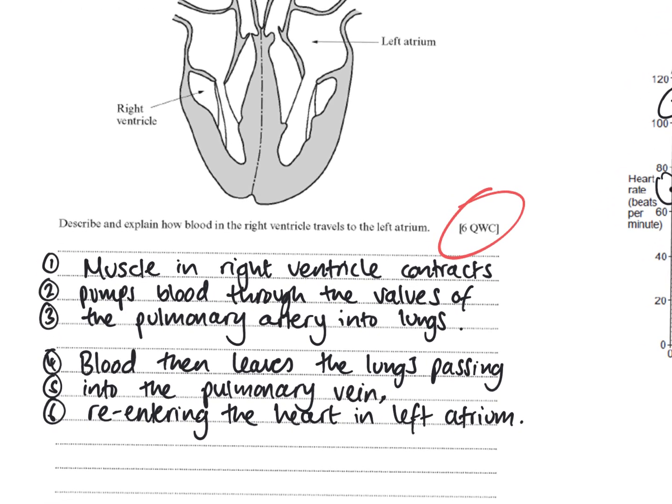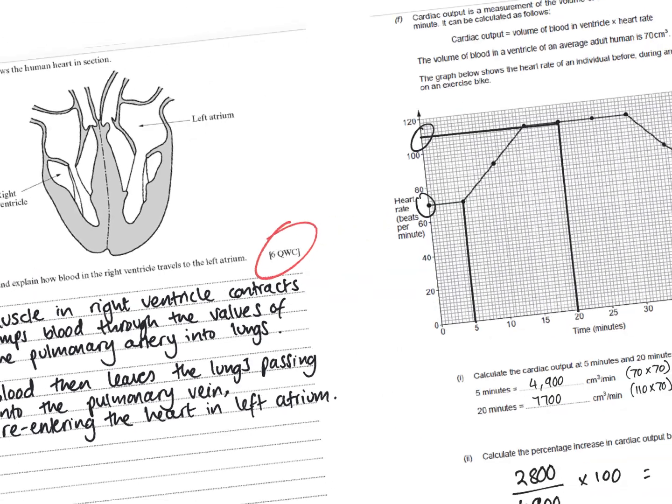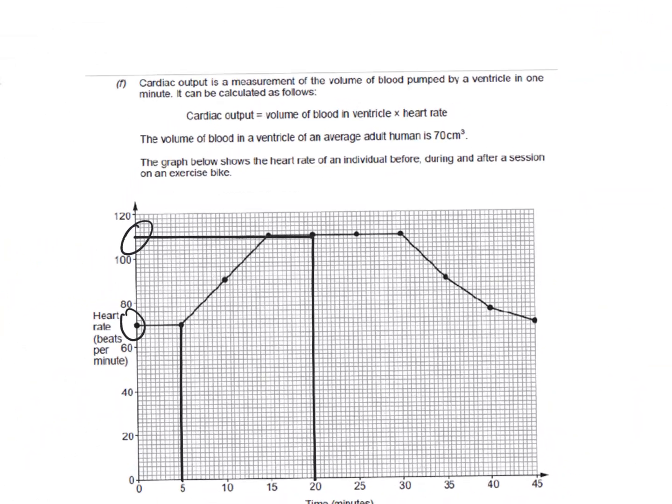We have the first mark being muscle in the right ventricle contracts. The second is this pumps blood through the valves and for the 3rd mark saying it's the pulmonary artery into the lungs. The 4th, blood then leaves the lungs, passing into the pulmonary vein for the 5th mark. And the final mark, number 6, re-enters the heart in the left atrium. Okay, so that journey across. We're going to go across to part F.